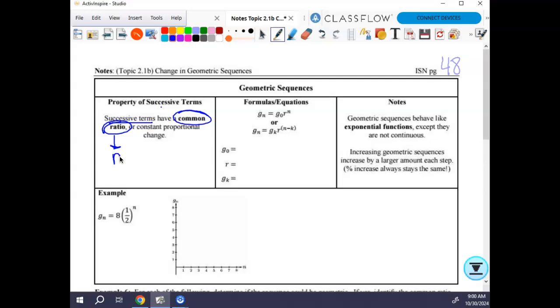So instead of a constant rate of change, we have a constant proportional change, which means that geometric sequences behave like exponential functions. Okay? It doubles every time, or we take half of it every time, or whatever. Except they are not continuous. So just like yesterday, we are not connecting the dots. When you're talking about sequences, you have discrete data, just points, no continuity there.